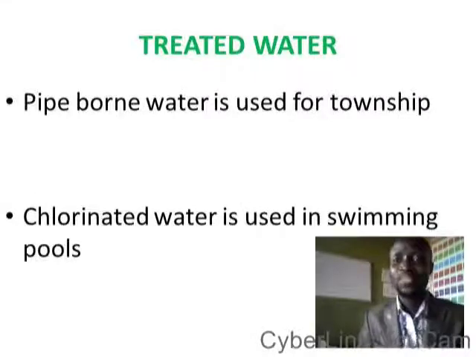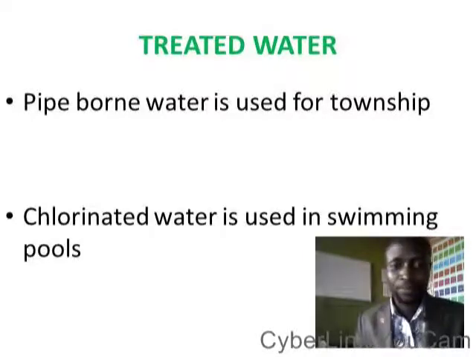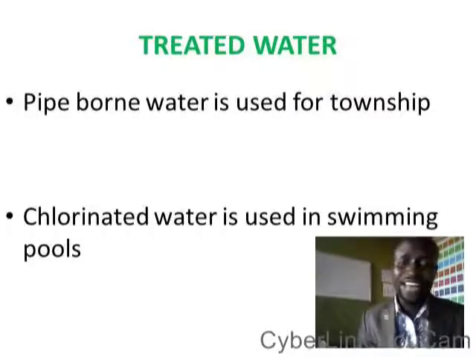Now let's go on. Treated water. Let's take pipe-borne water. Pipe-borne water is used for township. Gone are those days when all the streets had one source of water provided by the government. It is treated so that everybody in the community can access it. Now the second one is chlorinated water. This is used in swimming pools. Chlorine is added in order to kill germs.